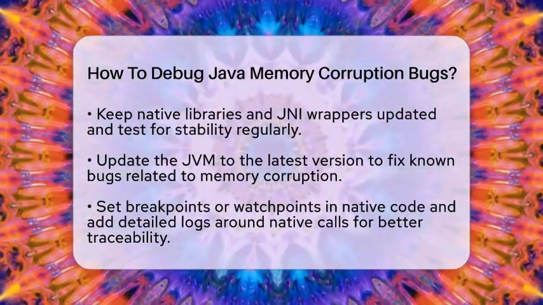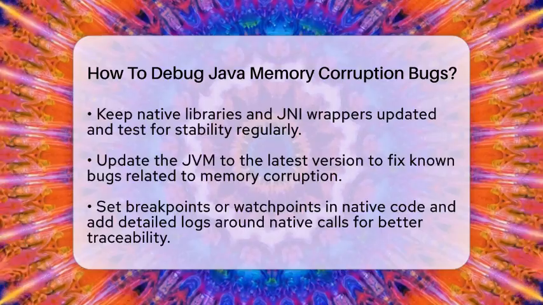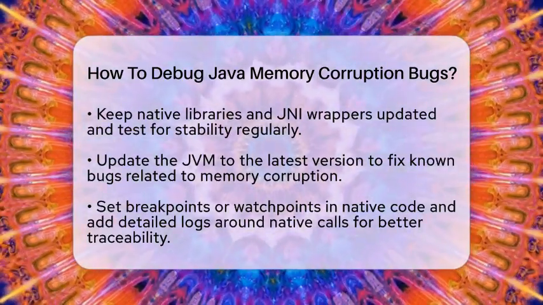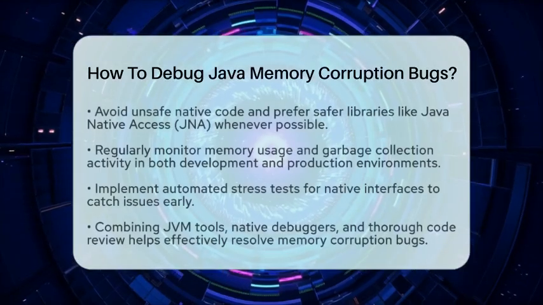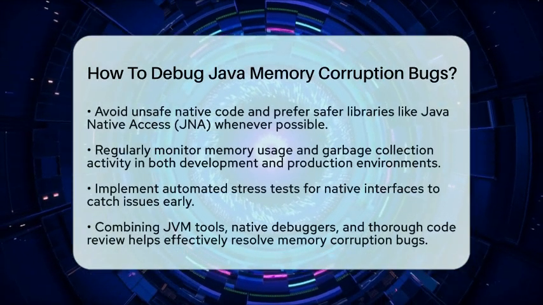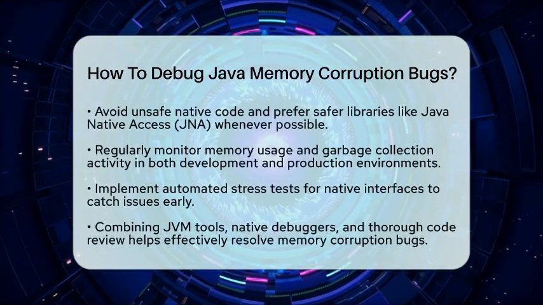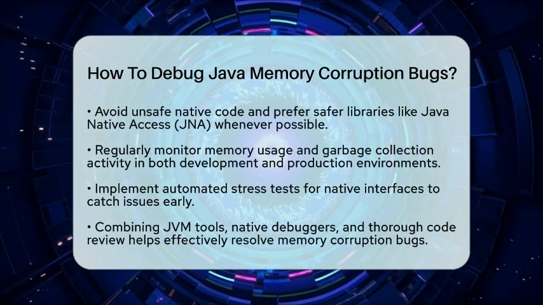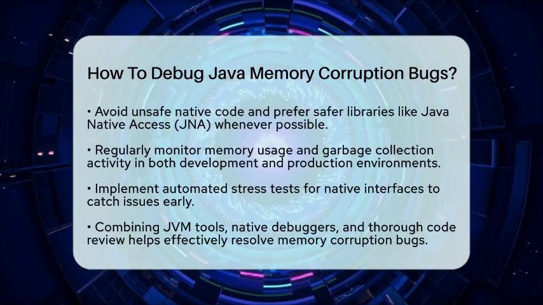When debugging, start with JVM logs and heap analysis to rule out Java heap issues. If native memory is involved, switch to native debugging tools. Set breakpoints or watchpoints in native code to catch invalid memory operations. Add extensive logging around native calls to trace memory allocations and deallocations.